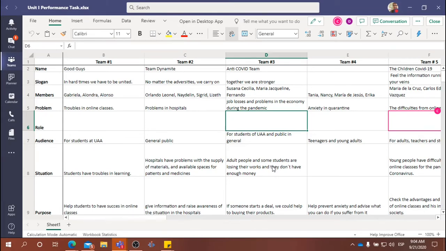Mm-hmm. Yeah, so you're going to give suggestions to students of the university on how to deal with, like, the stress. Like, let's say that they're stressed because there are no jobs.